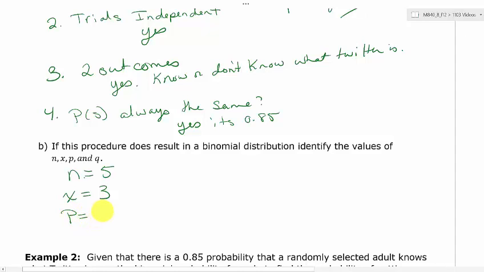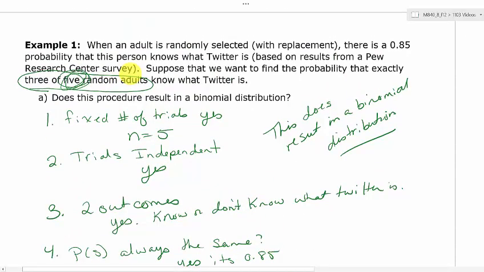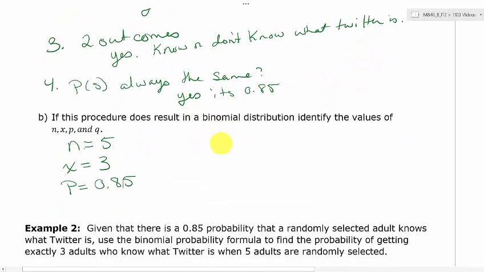P, the probability of a success, was told to us to be 0.85, that there's a 0.85 probability that a person knows what Twitter is. And then Q is 1 minus P. So that's 1 minus 0.85, which is 0.15.